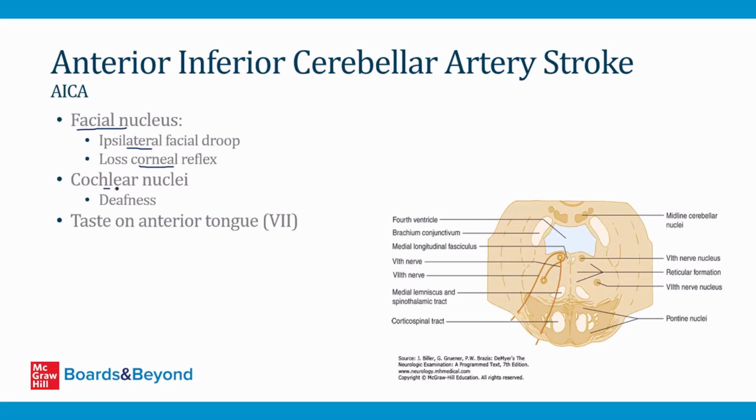You also find cochlear nuclei in the lateral pons, so damage there can lead to deafness. And then finally, you find fibers of cranial nerve 7 in the lateral pons, so damage here can lead to loss of taste in the anterior portion of the tongue.